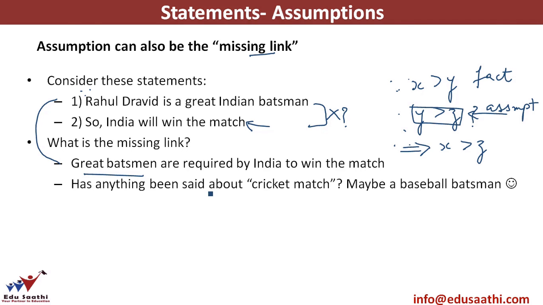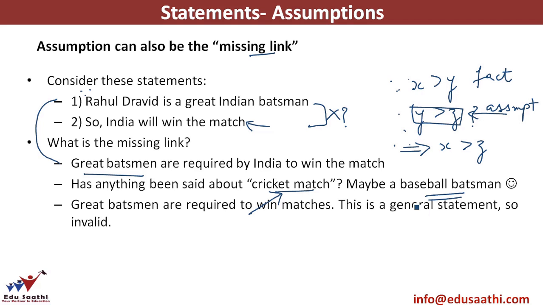Okay, in case you are thinking that it's a cricket match, that Rahul Dravid is a cricket player, we do not know this, right? You would be assuming the cricket match on your own. No hint or information is given in the statements. It could be a baseball batsman also, called a pitcher or a batter, sorry. So in case it is only given that great batsmen are required to win matches, how will this affect India's chances? This is a general statement.